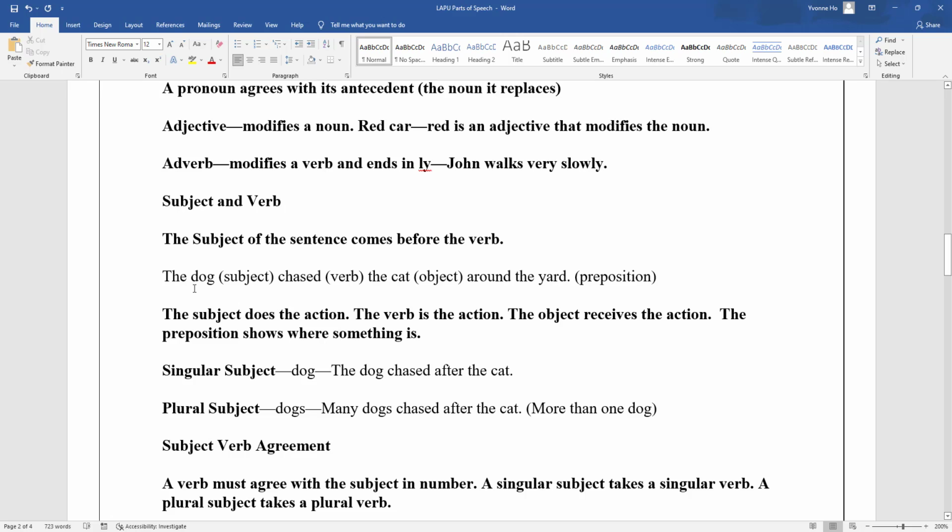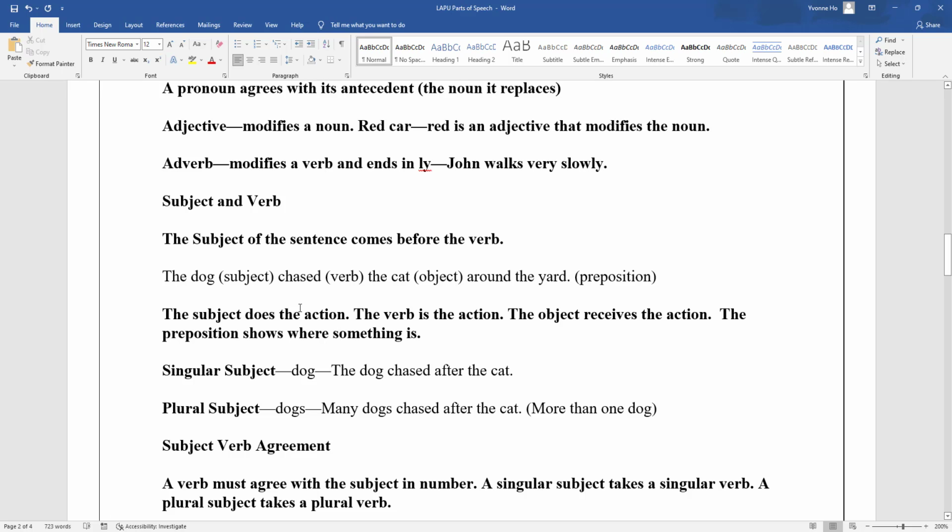The cat. So the dog chased the cat. So here the cat is an object. An object means it comes after the verb. In other words, what did he chase? He chased the cat. So therefore, that's the object. So a complete sentence has a subject, a verb, an object, and a prepositional phrase. And this is known as a simple sentence.